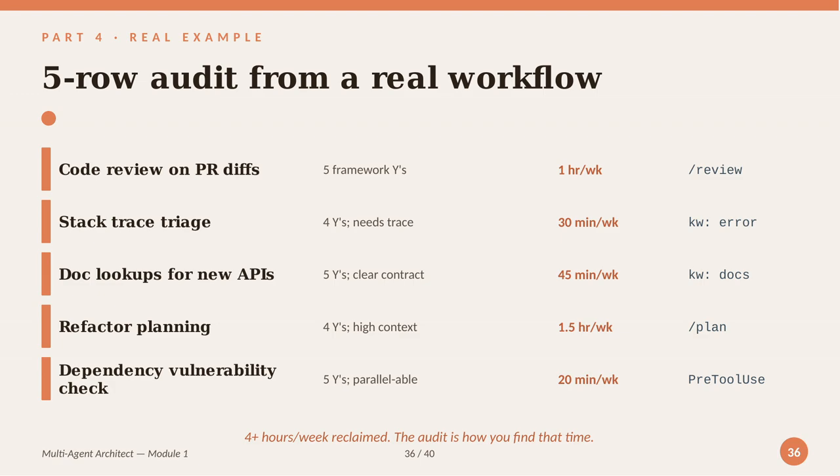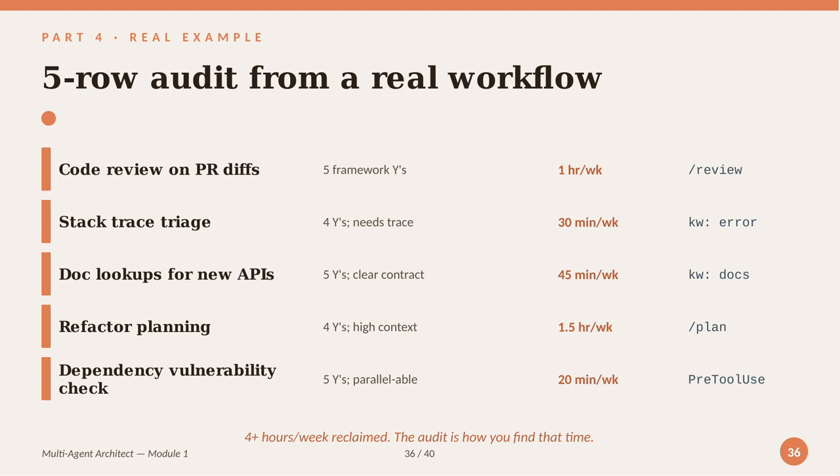Doc lookups for new APIs: 5 yes, clear contract, 45 minutes per week. Trigger, keyword docs. Refactor planning: 4 yes. High context cost makes it a strong candidate even though parallelism doesn't apply. 1.5 hours per week. Trigger, /plan.